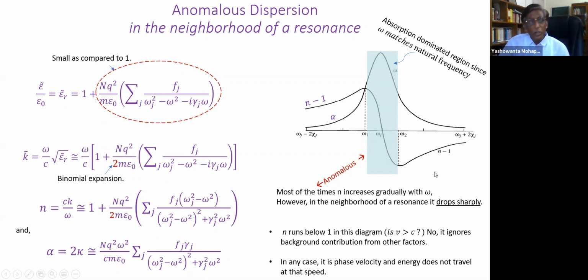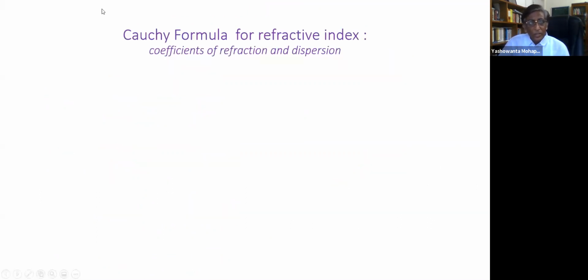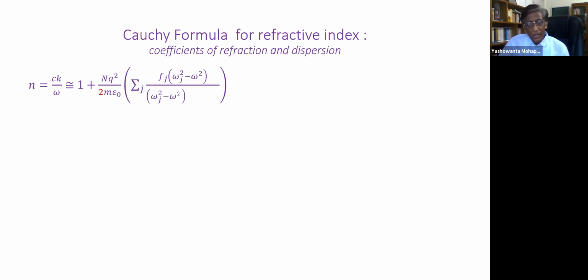But that's the nature of the curve from this simple model, which you will see how it is actually measured. So from this, I can obtain what is known as the Cauchy formula for the refraction and dispersion. So I can now write down my n, with some simplifications. I'm writing down my n, which I had written down in the last slide.